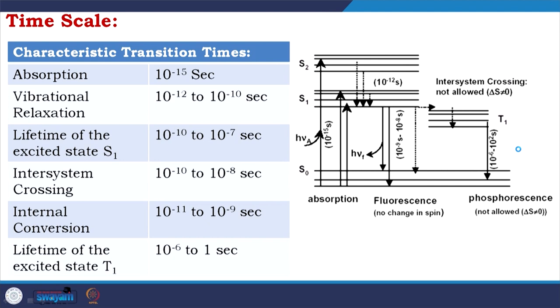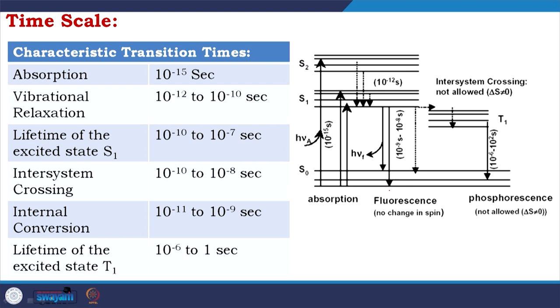So, what are the time scales of those conversions? For absorption, the time scale is 10⁻¹⁵ second. For vibrational relaxation, 10⁻¹²-10⁻¹⁰ second. For lifetime of the excited state S1, 10⁻¹⁰ to 10⁻⁷ second. Intersystem crossing, 10⁻¹⁰ to 10⁻⁸ second. Internal conversion, 10⁻¹¹ to 10⁻⁹ second. Lifetime of the excited state T1, 10⁻⁶ to 1 second. So, if you see here, the transitions happen and timelines are given.